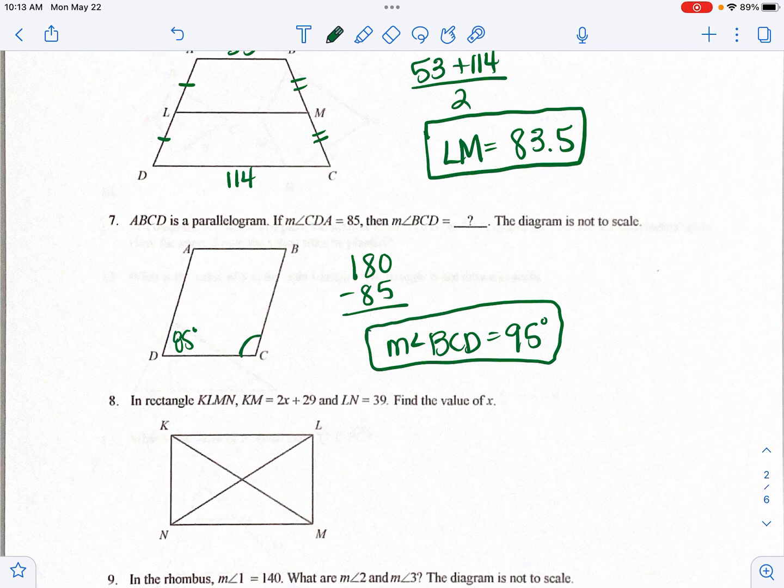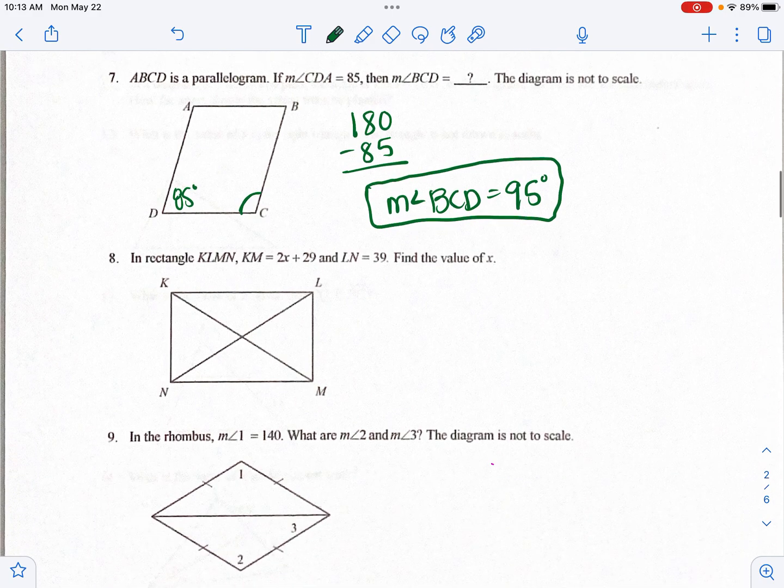Number 8, this is a rectangle. What they do is they give me the two diagonal lengths, and they want me to find the value of x in a rectangle. Diagonals are congruent to each other, which means that 2x plus 29 is going to equal 39.